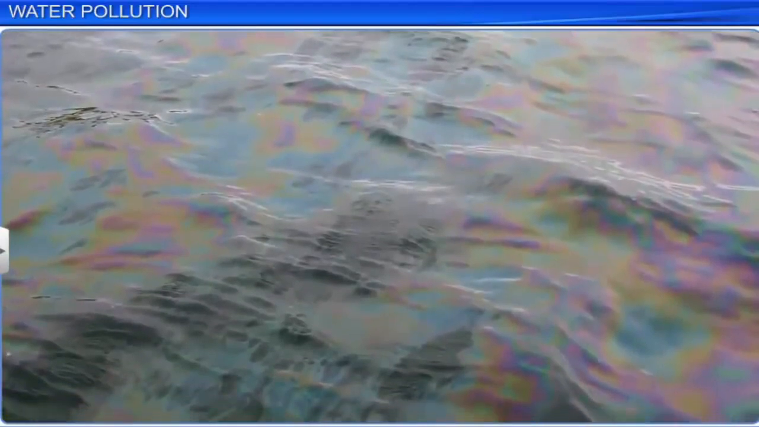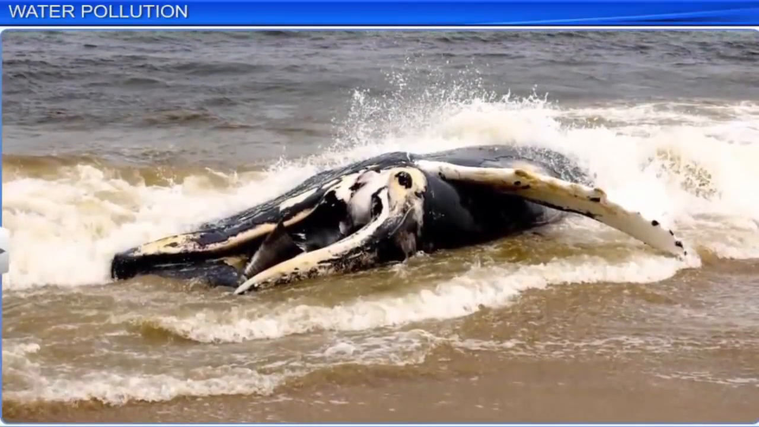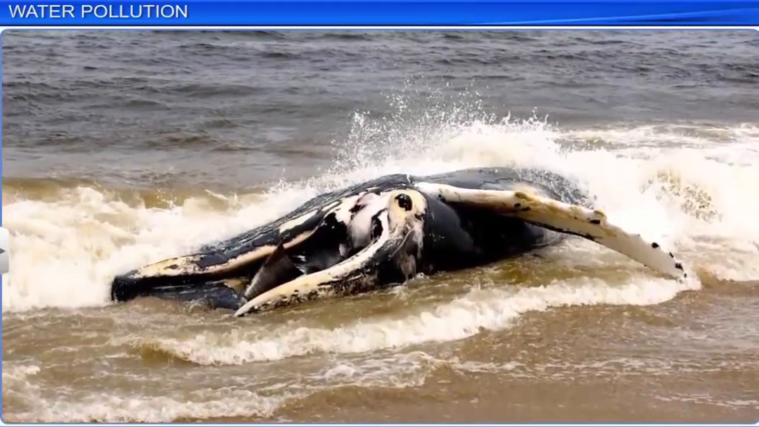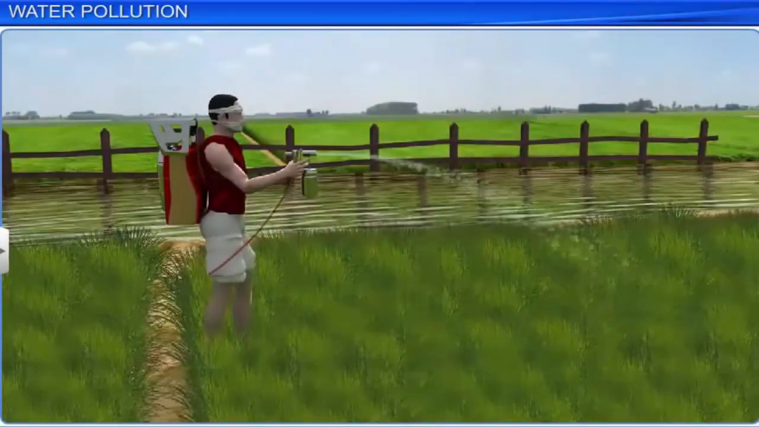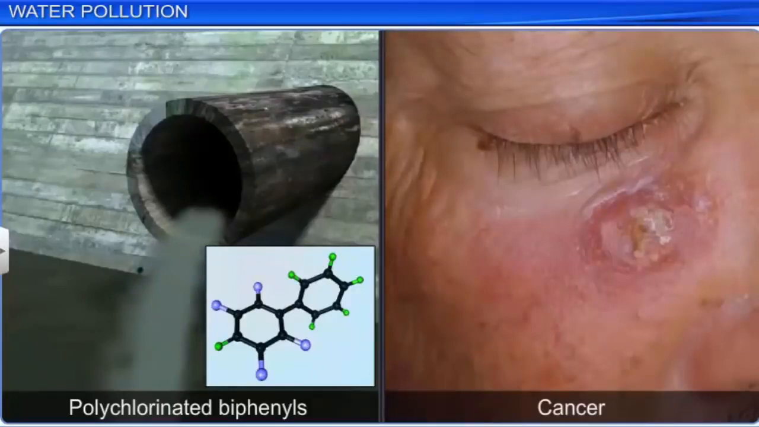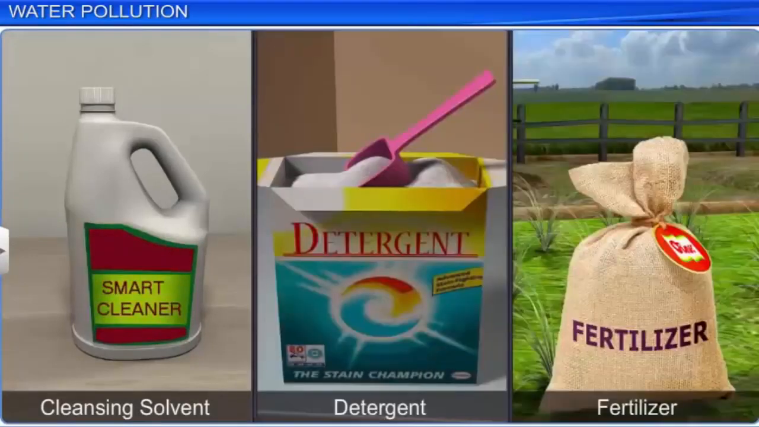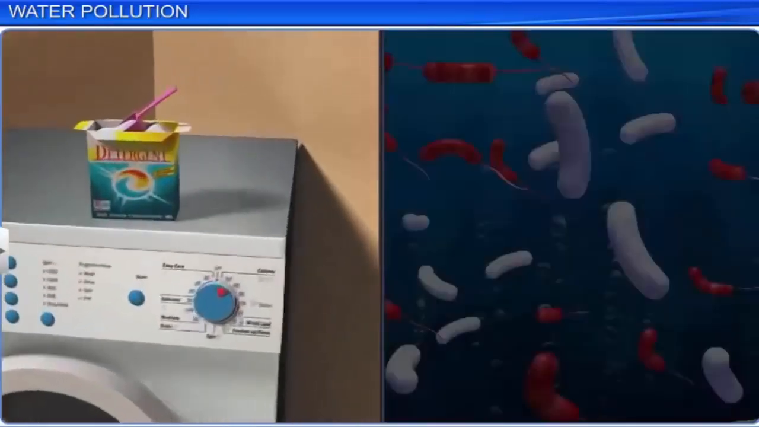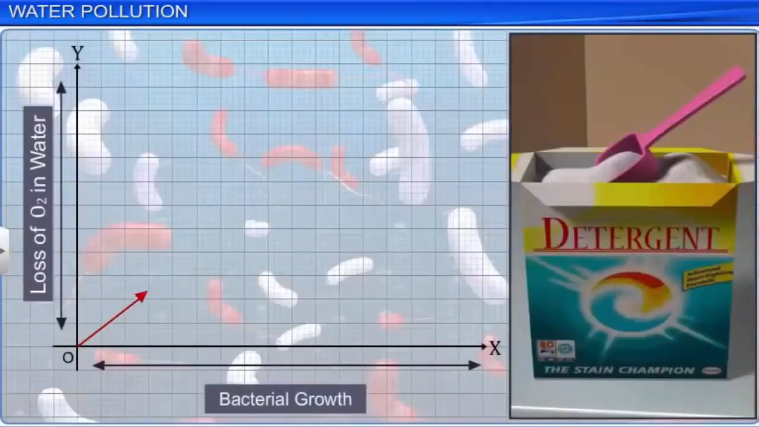Petroleum products like oil do not dissolve in water and pollute water sources. Oil spills that affect marine life in the oceans are a catastrophic example of water pollution. Pesticides get mixed in water from sprays or from soil and pollute water. Industrial chemicals include polychlorinated biphenyls or PCBs, which are thought to cause cancer. PCBs are used as cleansing solvents, detergents, and fertilizers. Bacteria that decompose biodegradable detergents grow rapidly on it. These bacteria reduce the oxygen in water and cause a threat to other aquatic life.